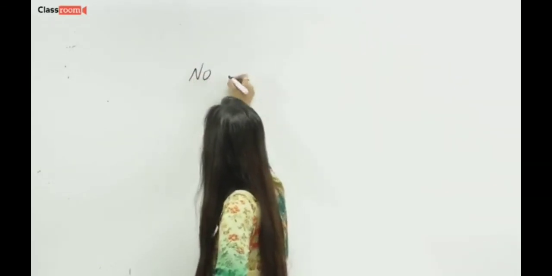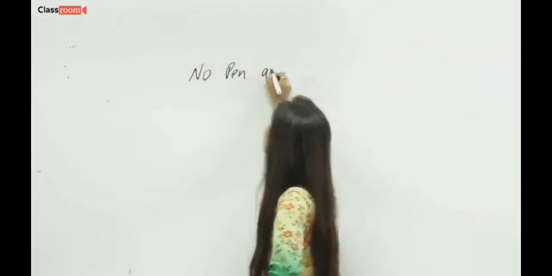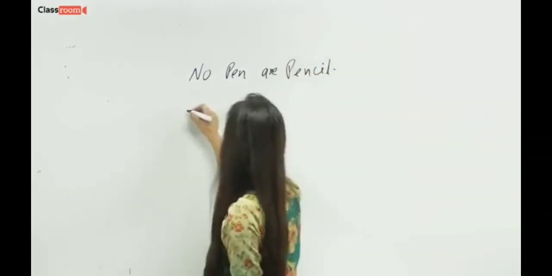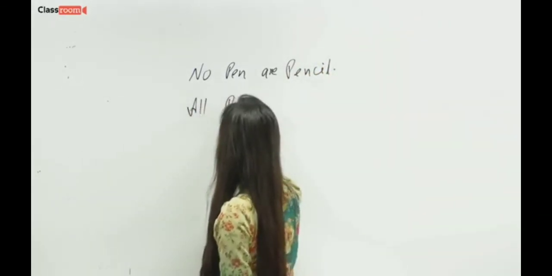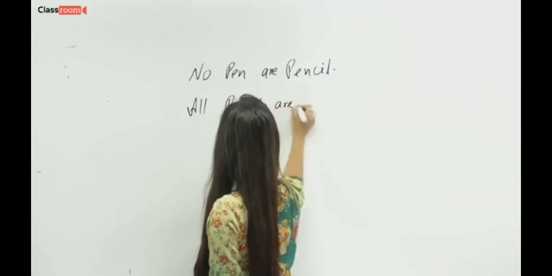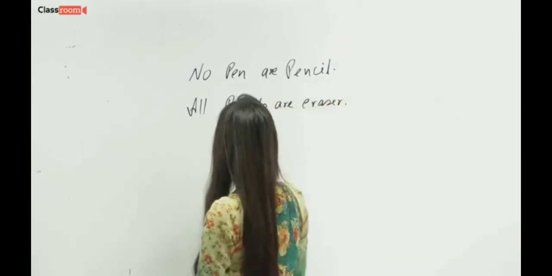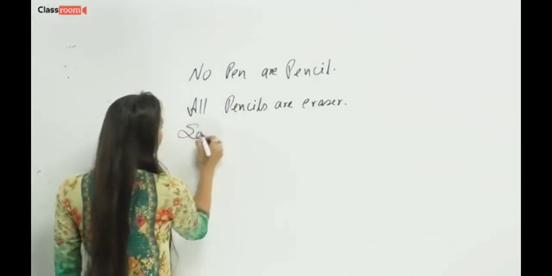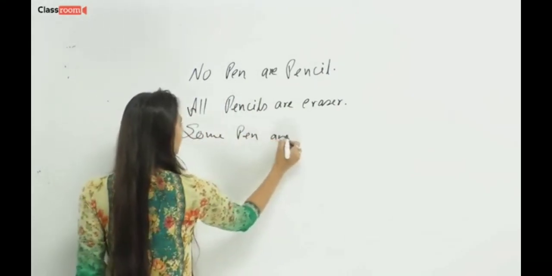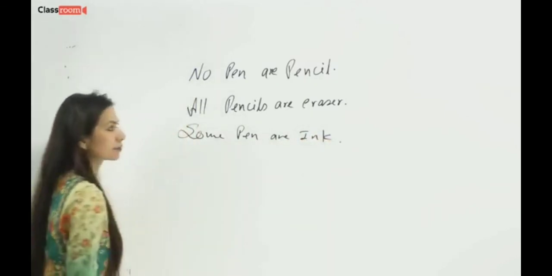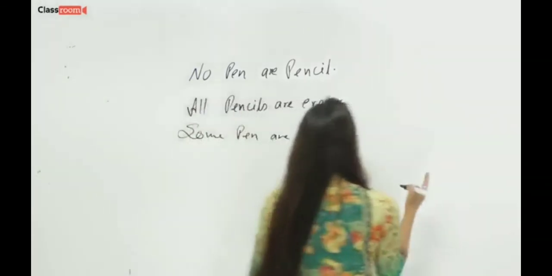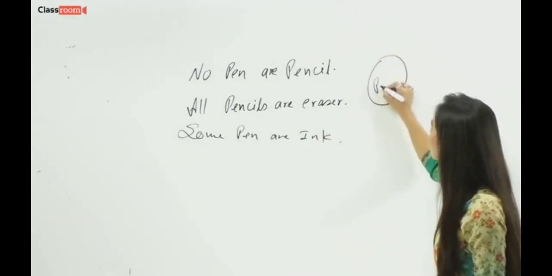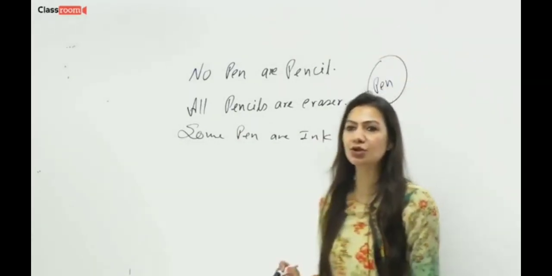No pen is pencil, all pencils are eraser, some pen are ink. Okay, let me convert it in the form of a Venn diagram so that I can think what conclusion I can give you. So this is pen. Okay, this can happen in exam, student.